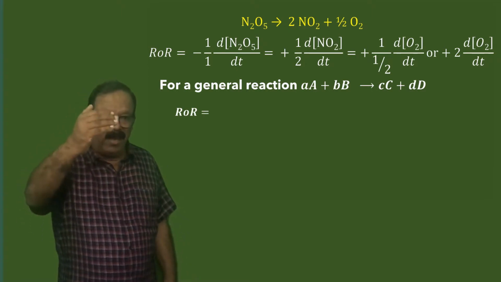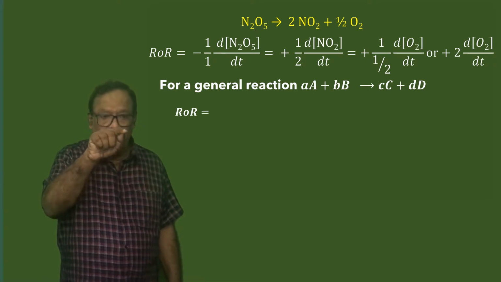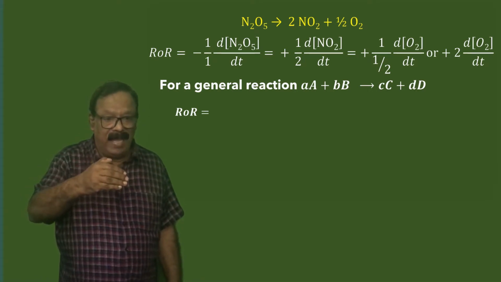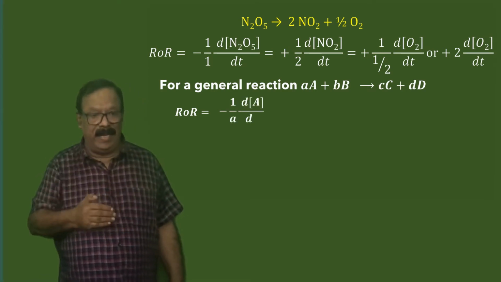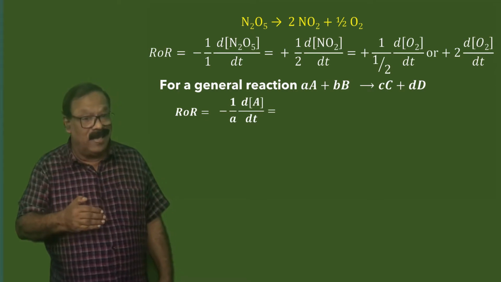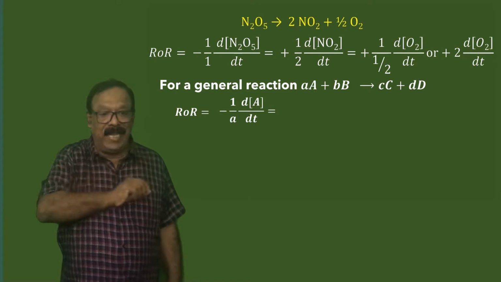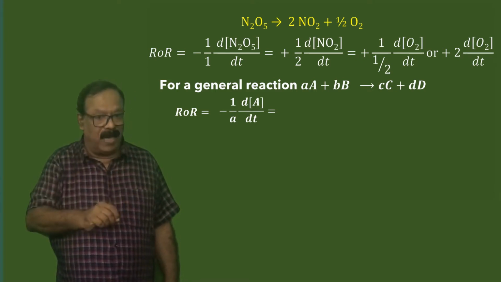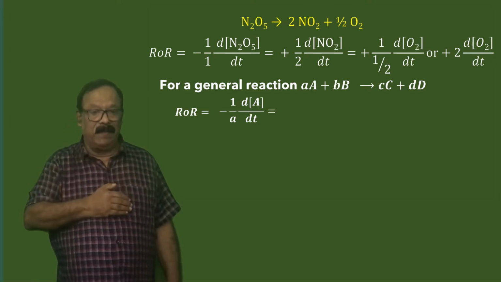Say, in the case of A, how will you write? Number of moles is a. So we have to put 1 by a. So it will be negative of 1 by a d of A by dt. Understood how to write it? Lower a number of moles. For the reactants, I first put the negative sign. Then how many number of moles are there? a number of moles are there. So put 1 by a d of A by dt.